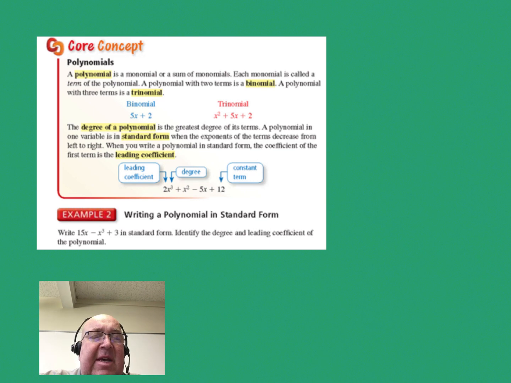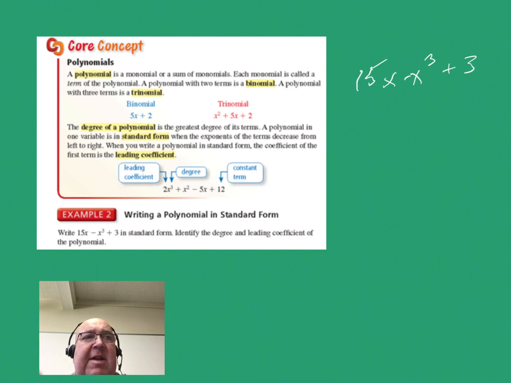So here, in example 2, we have 15x minus x cubed plus 3. And they want us to write it in standard form. So we're going to start with negative x cubed plus 15x plus 3.